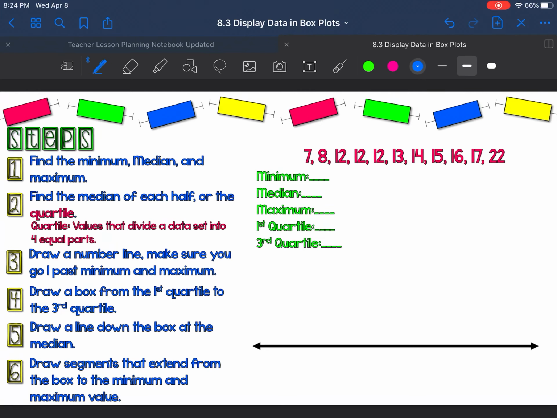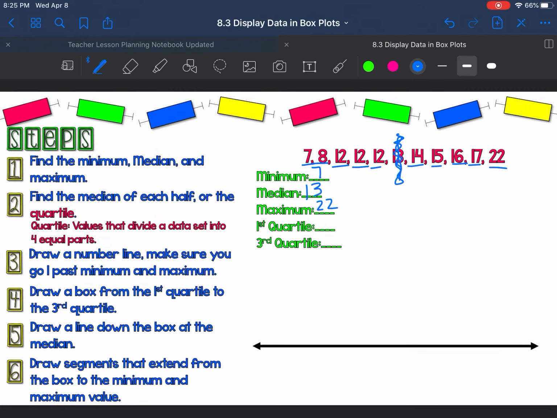Let's do another one. So I have another set of numbers here, and I'm going to do the same thing. I'm going to find my minimum, my median, and my maximum. Well, before I do anything, I already know what my minimum is because that's my very first number. That's 7. My maximum over here is 22. So now I need to figure out what my median, or my number in the middle, is. So I'm just going to go back and forth until I get to the middle, which is 13.